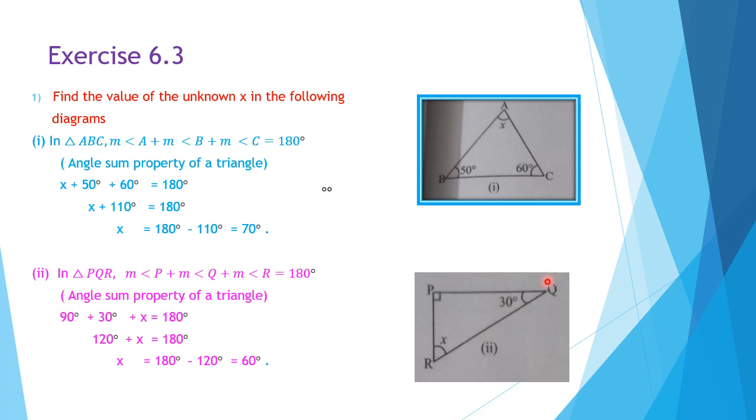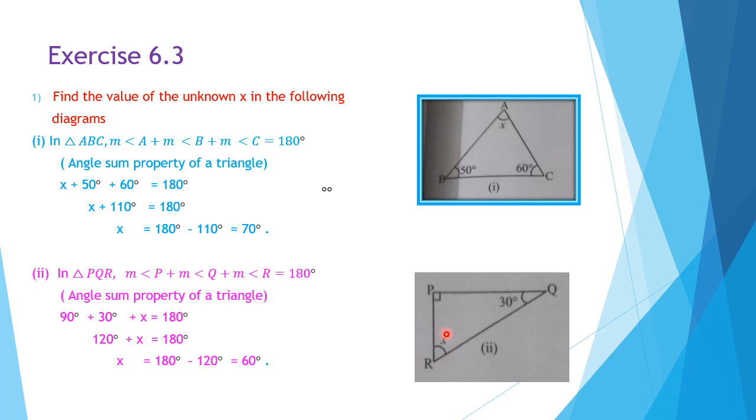And figure number 2. Here we have a triangle PQR. What is the measurement of angle P? The symbol tells it is 90 degrees. Even if it is not written, you should understand that it is 90 degrees. And angle Q is given as 30 degrees, and the measurement of angle R is not given. It is written as X. We have to find this measurement.